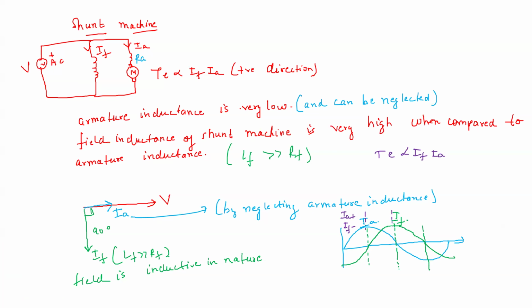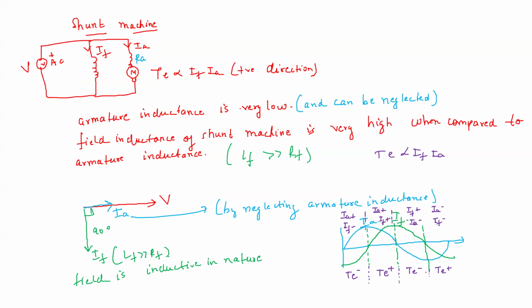Then in the next section, IA is positive, IF is also positive, so torque is positive in this section. I'm writing the torque down: torque is negative, torque is positive. Now in this section, IF is positive, but IA is negative, so the IF and IA product is negative, which means torque is negative. Now both IF and IA are negative, so here torque is positive. So you can see that torque is a kind of sinusoid.